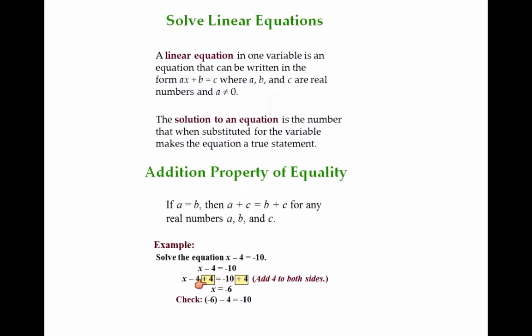So I need to add 4 to both sides of the equation. If I add 4 to both sides of the equation, then I get x is equal to negative 10 plus 4, which is equal to negative 6. So negative 6 is the solution. You can check your answer by plugging it back in for x. You get negative 6 minus 4 is equal to negative 10.